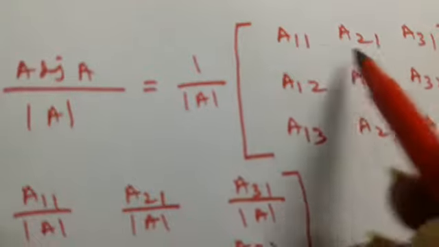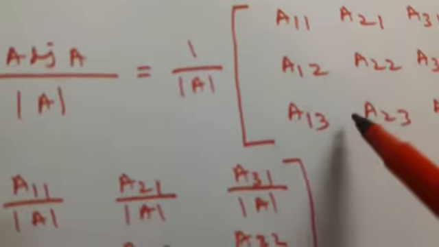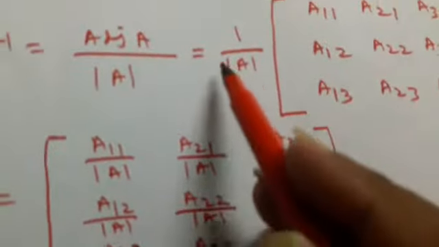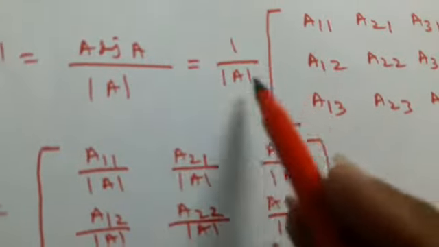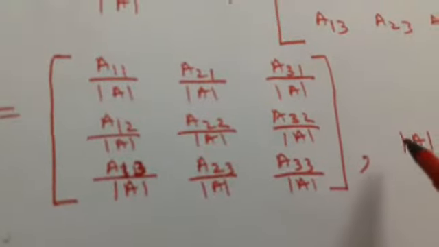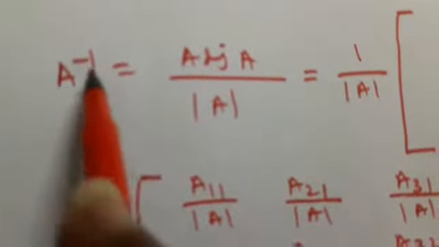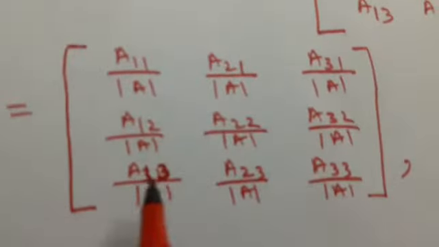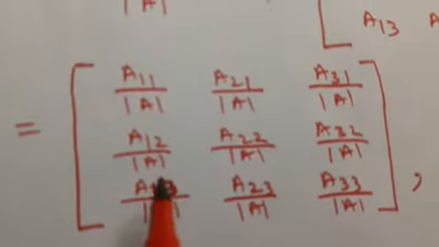So it will be 1 by determinant A times the adjoint, and we write all the elements of the adjoint as we found at the earlier stage. The factor 1 by determinant A is a scalar quantity, so we multiply it with all the elements. We finally get this result, with determinant A not equal to 0. This is the final inverse of A. So A inverse, by definition, is adjoint A by determinant A. In this way we find all the calculations of A inverse.